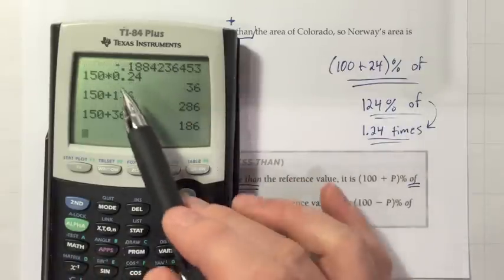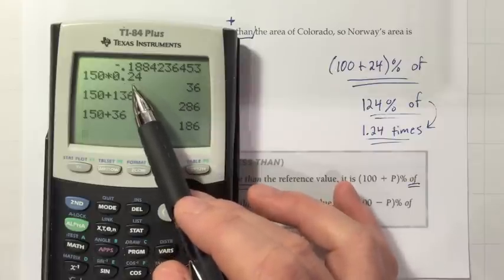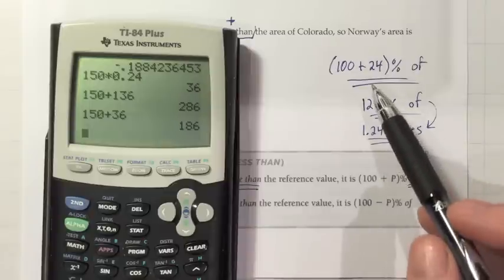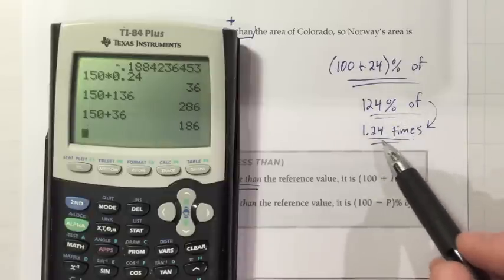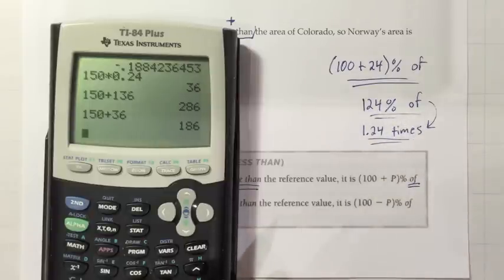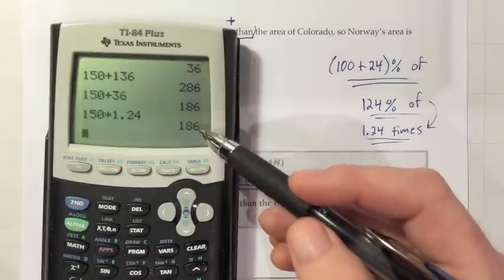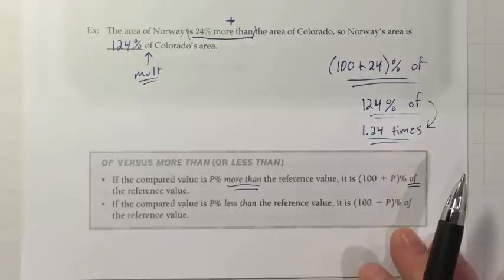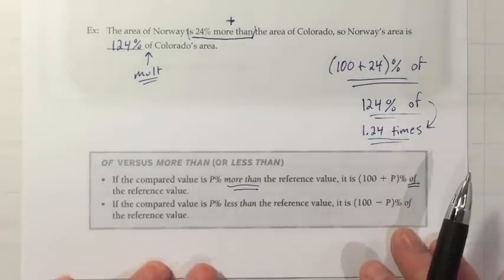And my claim is that calculating 24% and adding it on to the original, doing that right here, would be the same as just taking the original times 1.24. So let's try that. 150 times 1.24, and we get the same number. So I'll show you that again and again as we do other examples, but we want to make sure we have that down because we use it all the time in later chapters.